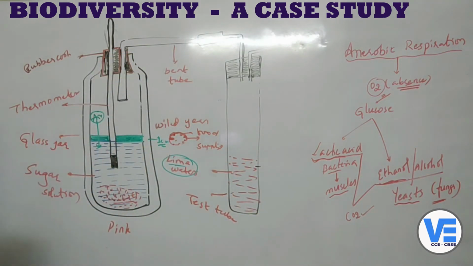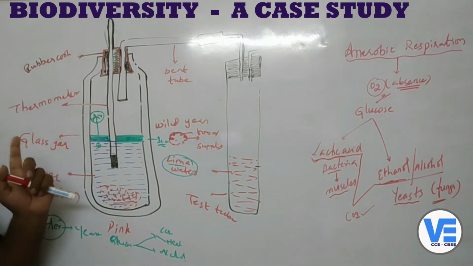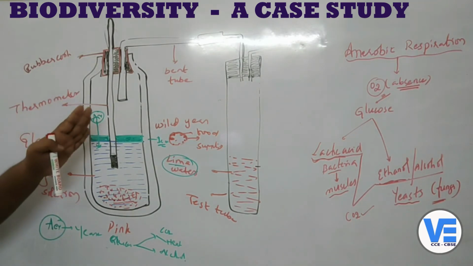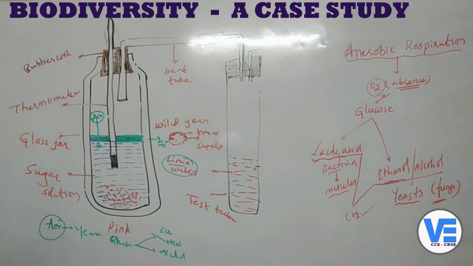Now our idea behind this is to show that in respiration, the yeast converts the glucose into carbon dioxide, heat, and also alcohol. This is what we have learned theoretically. Now we are going to see whether this will happen practically or not. If you keep this aside for some time, what you will observe is as follows.